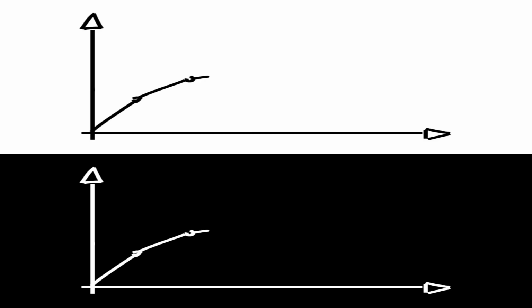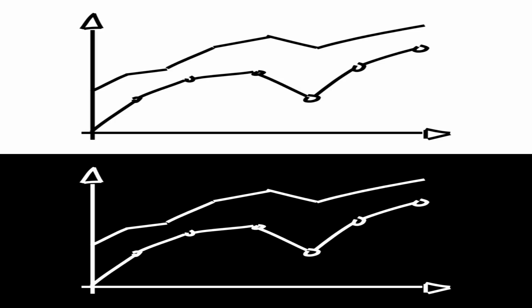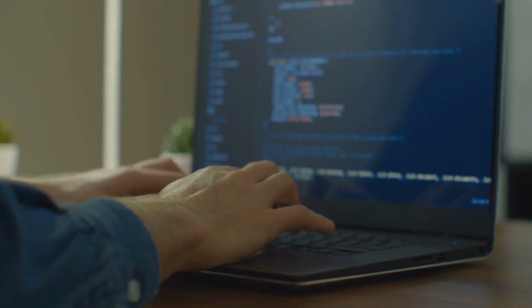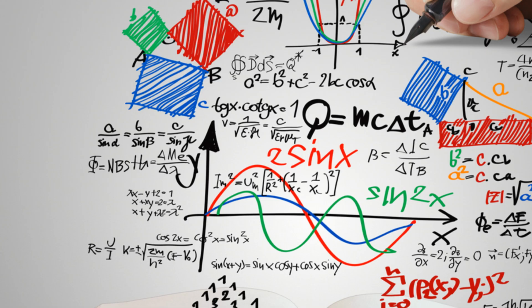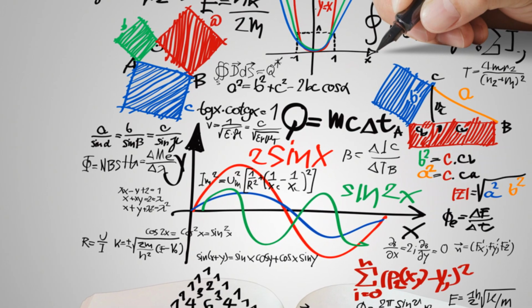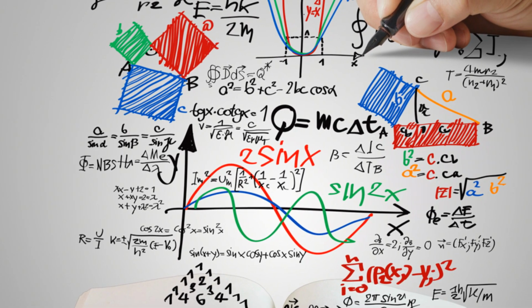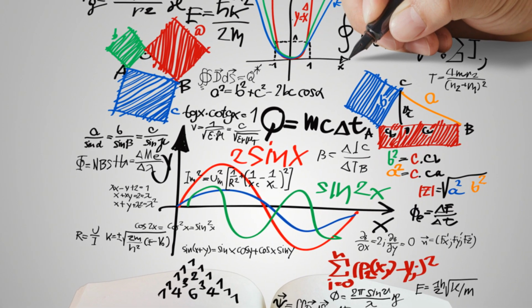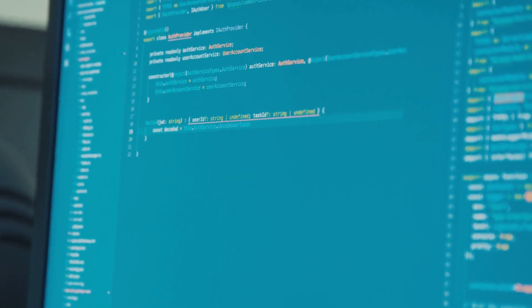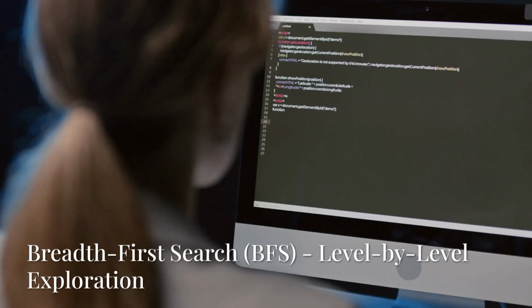DFS is awesome for tasks like finding cycles in graphs, topological sorting, and even solving puzzles with only one solution, like mazes. It's relatively straightforward to implement using recursion, and its time complexity is typically O(V + E), where V is the number of vertices or nodes, and E is the number of edges in the graph. So, if you're dealing with graphs or tree-like structures, DFS is your go-to algorithm.